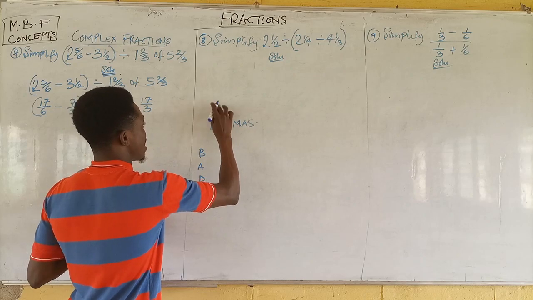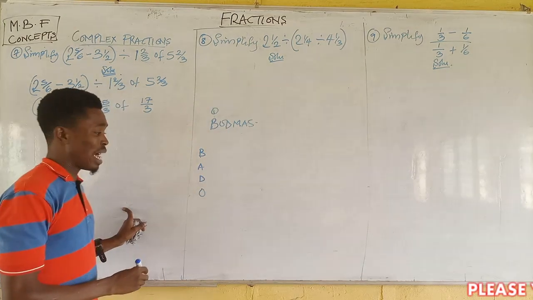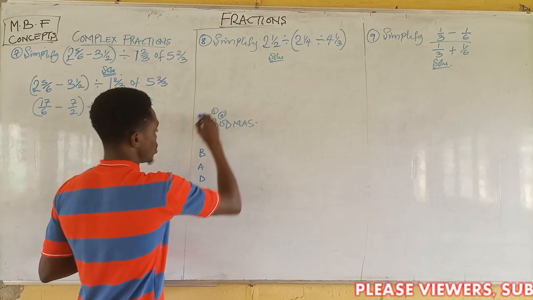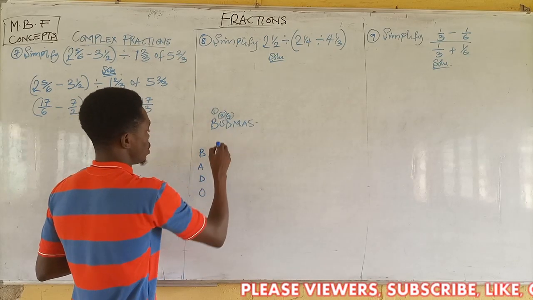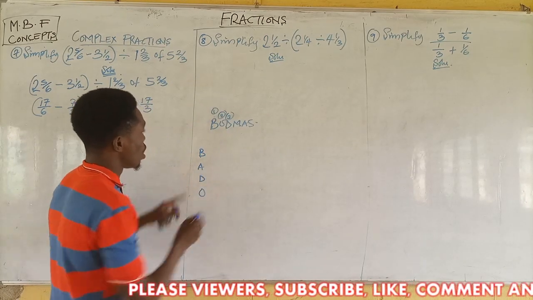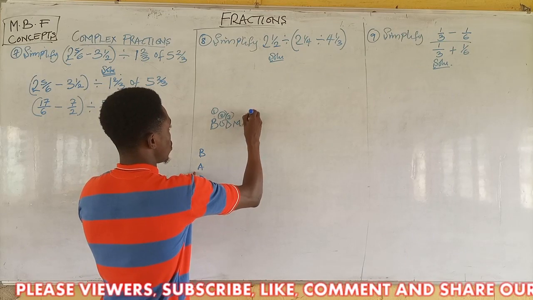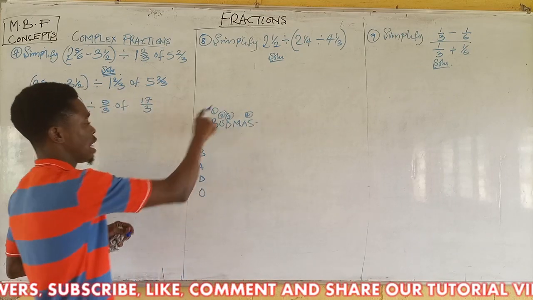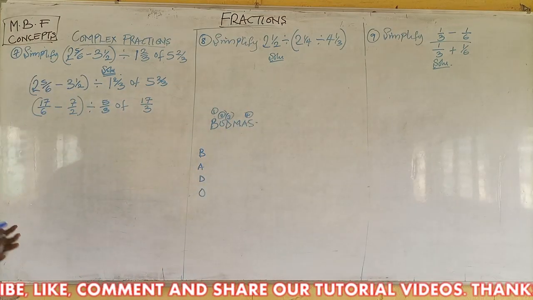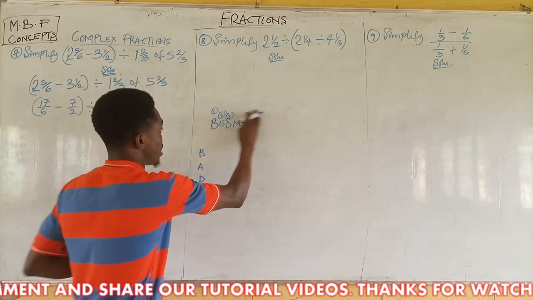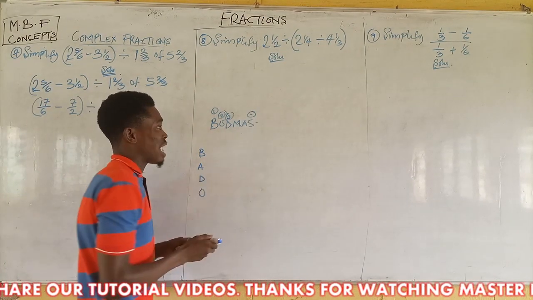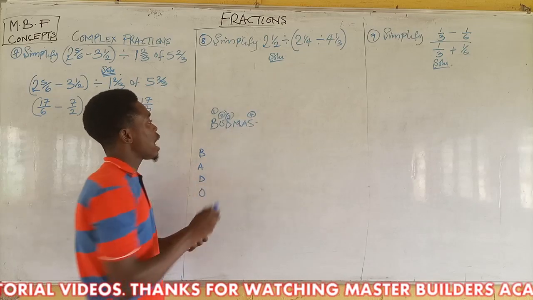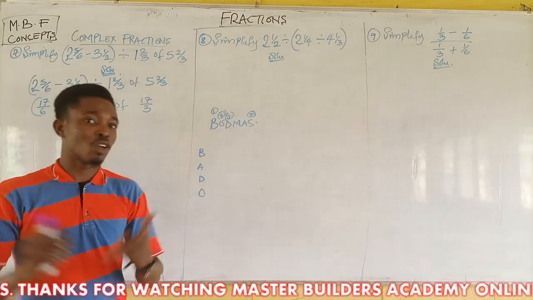So bracket comes first, so this is number 1. We are going to treat number 1, then followed by number 2, then followed by number 3. Then followed by what? Addition and subtraction, number 4. But it happens that number 4 and number 1 go together, because addition and subtraction go together.